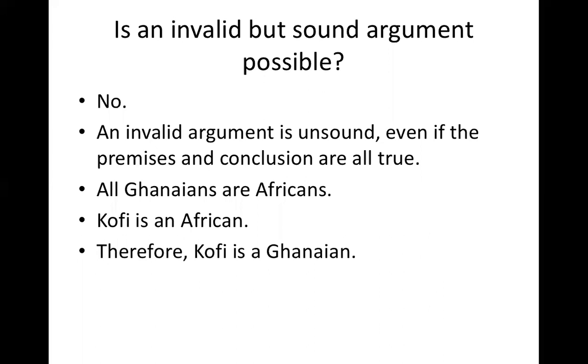Now, so Kofi is an African. It affirms the consequent. So it's a fallacy. So the argument is invalid, but the conclusion that Kofi is a Ghanaian can be correct. It can be true. But it is not established because of the structure of the argument. You can only know whether Kofi is a Ghanaian from information coming from outside this argument. You can't know that from the two premises.